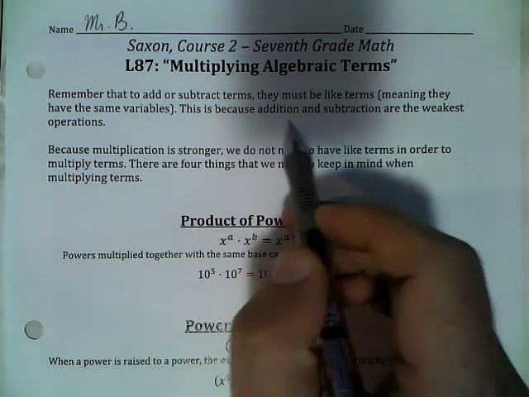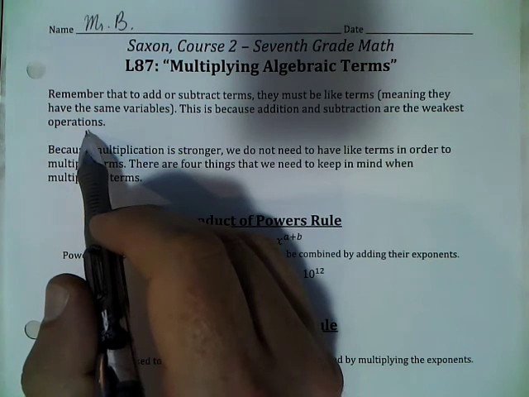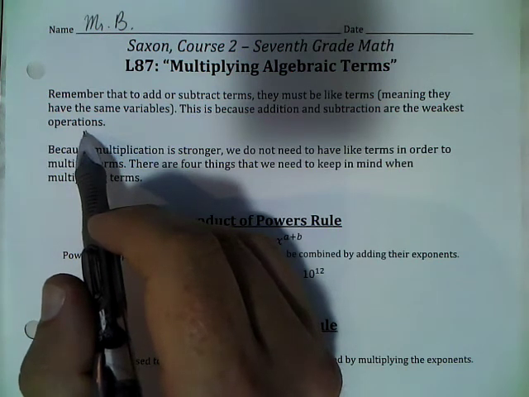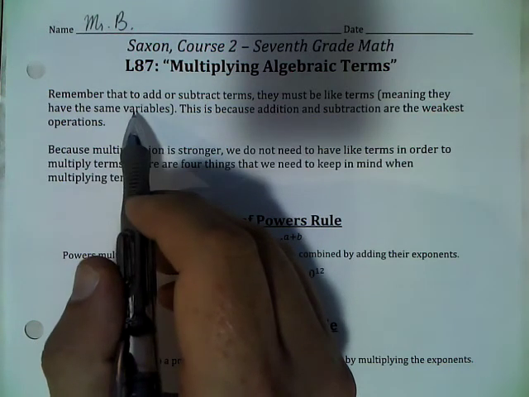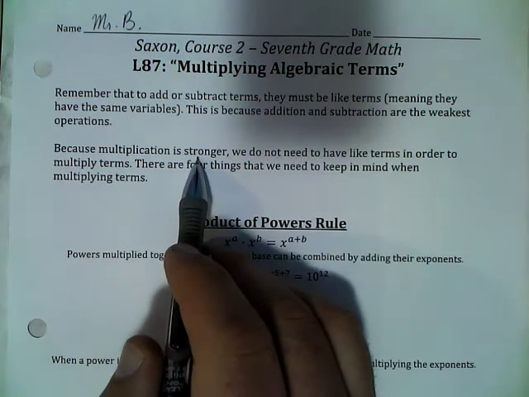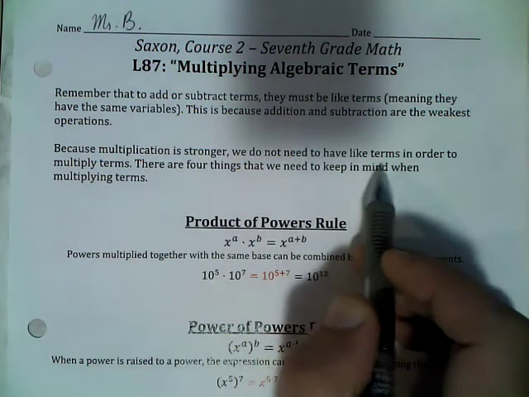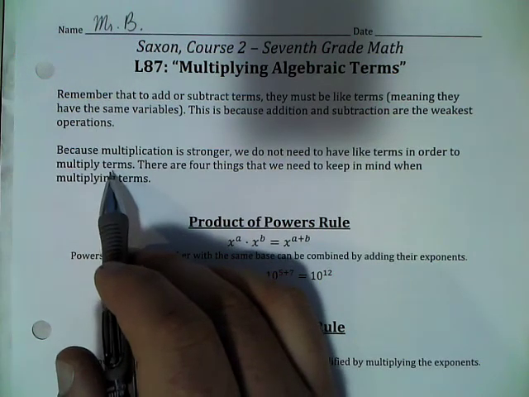This is because addition and subtraction are the weakest operations. So just like adding and subtracting fractions, we have to have a common denominator. Adding and subtracting terms, we have to have the same variables, common variables. However, because multiplication is stronger, we do not need to have like terms in order to multiply terms, just like you don't have to have the same denominator to multiply fractions.